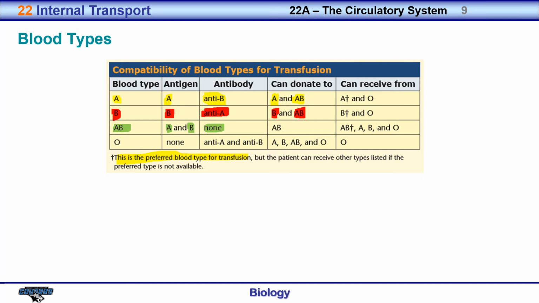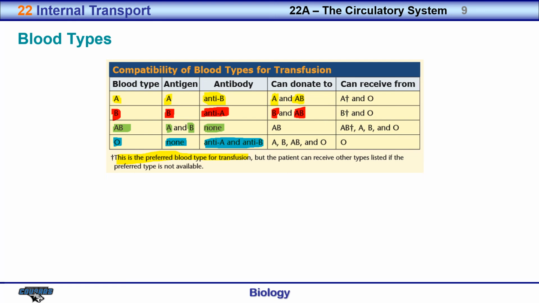Now, what about if you are a blood type O? That's this bottom one right here. What antigens do you have? You don't have any antigens, so everything is foreign to you. So you have both anti-A and anti-B antibodies. You can attack any A or B antigens that get into your body.